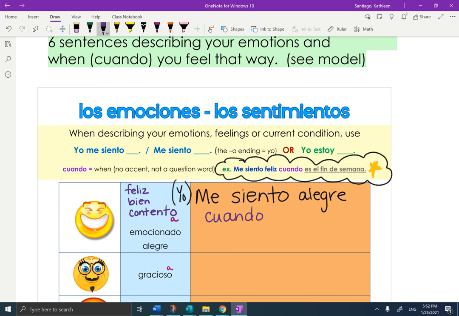Now, when do I feel like that? Me siento alegre cuando yo juego con mis perros. And I know that seems like a lot of words and a lot of sentence, but it's really not much, right? I feel happy when I play with my dogs. So I need the preposition connector when. It's connecting my feeling with when.